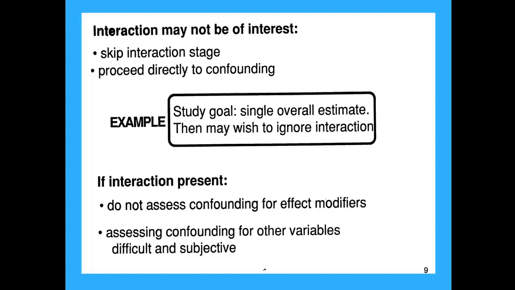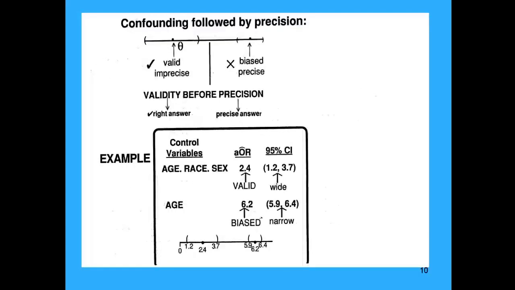However, if gender was an effect modifier, you don't want to get an average, but if you got another variable, race, that was not an effect modifier, you still might want to control for race as a possible confounder because it's not in there as a product term in the model. We'll talk about that. Anyhow, next issue, confounding followed by precision, the third step.